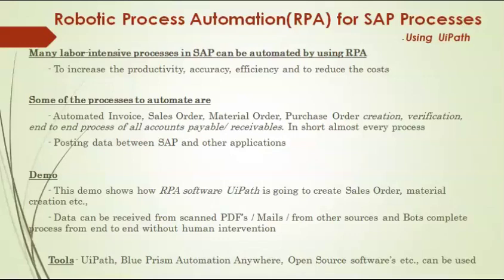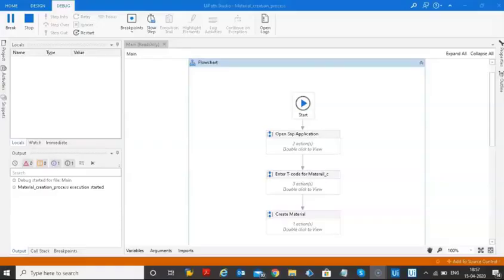Data can be received from scanned PDFs, mails, and other sources, and bots complete the process from end to end without any human intervention. Now the bot is going to start the process. The robot has the capability to pick up and read data from different sources like PDFs, Excels, or some other applications. Now the bot is opening SAP.